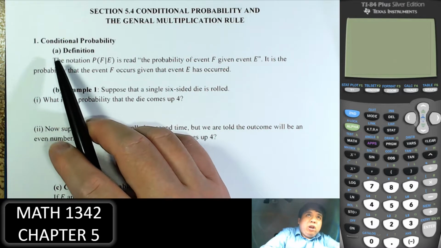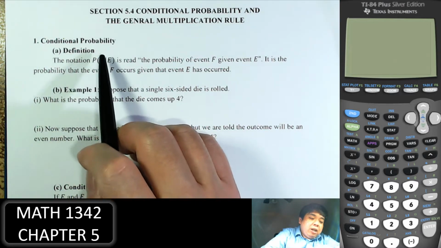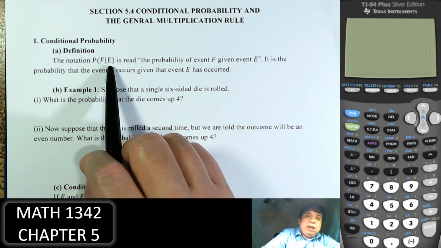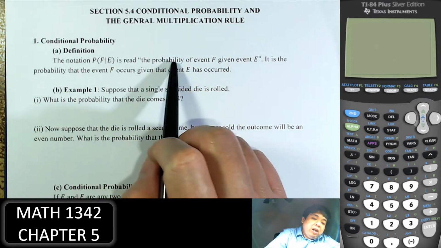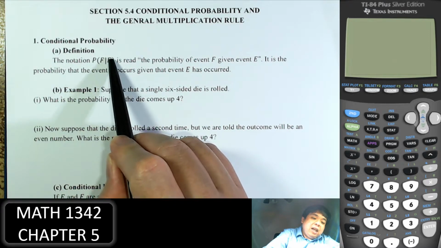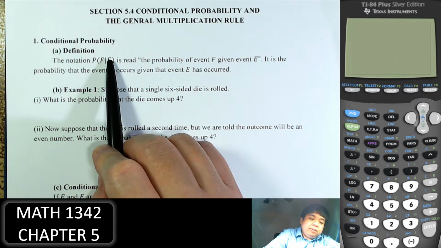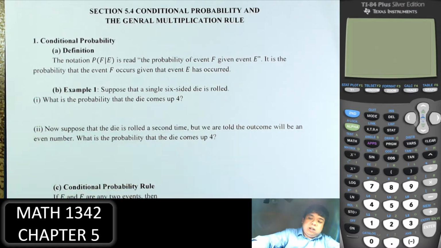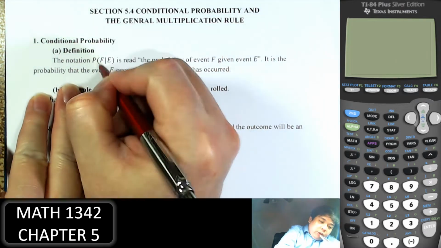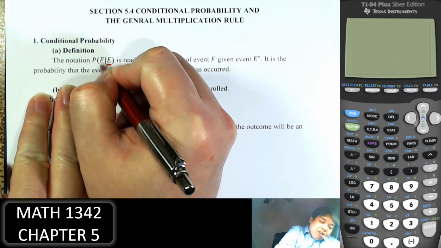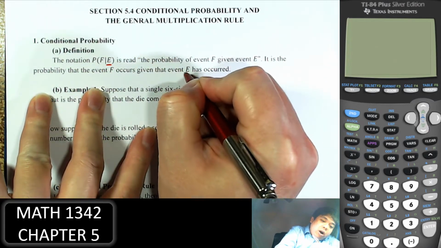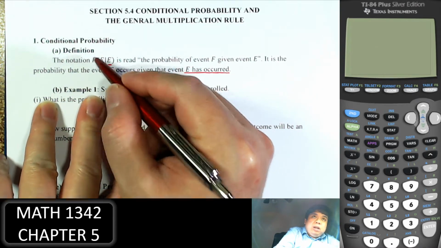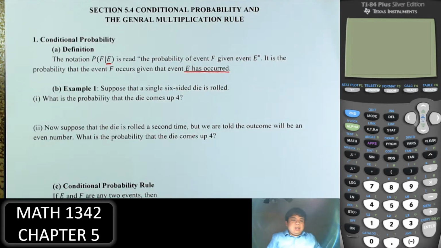So first, we define conditional probability, the notation P of F given E. It is read the probability of event F given that E already occurred. It is the probability of F occurs given that E already occurred. So the second one after the vertical line is the one that already occurred. Then the probability of the first one. Right, so let's see how it works.